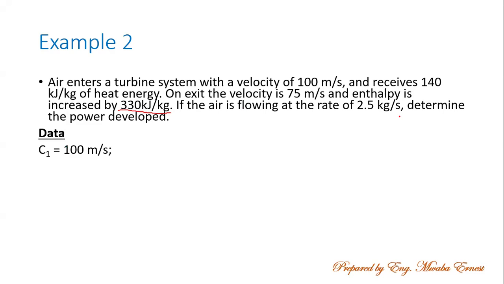Our information. Velocity number 1 is 100 meters per second. Heat energy. Let's check again. It says it receives this amount of heat, meaning heat received, we say it's positive heat energy. So it remains like that. Q equals 140 kilojoules per kg.